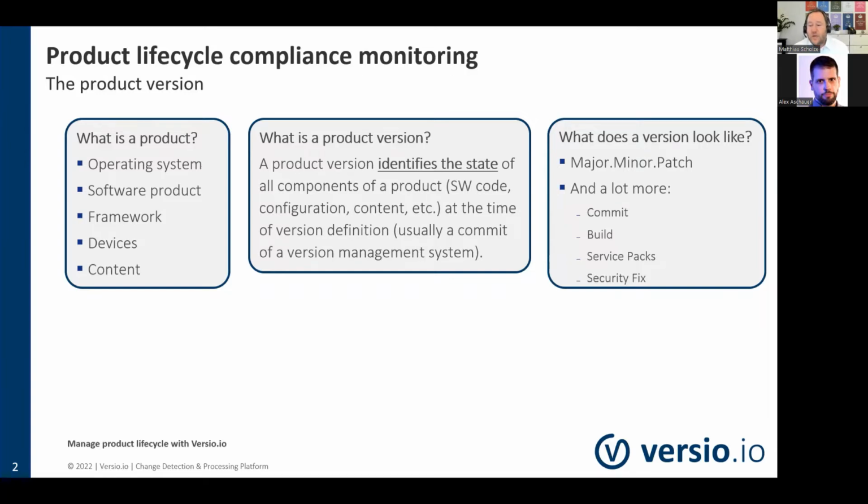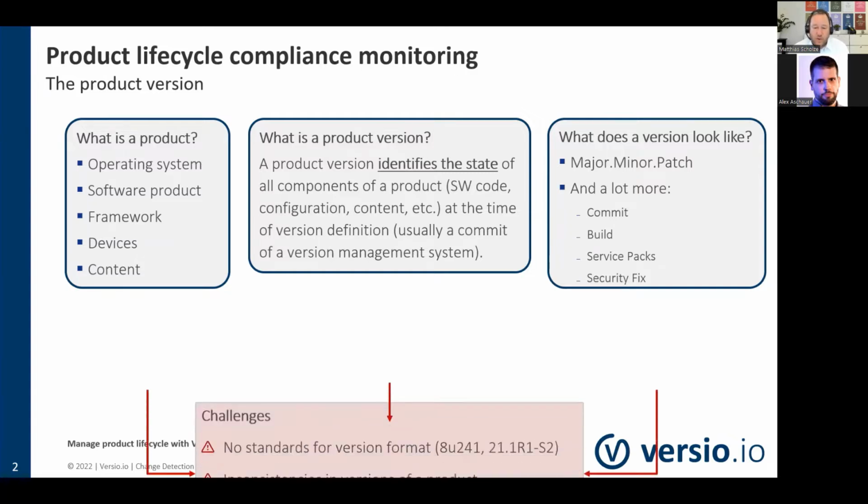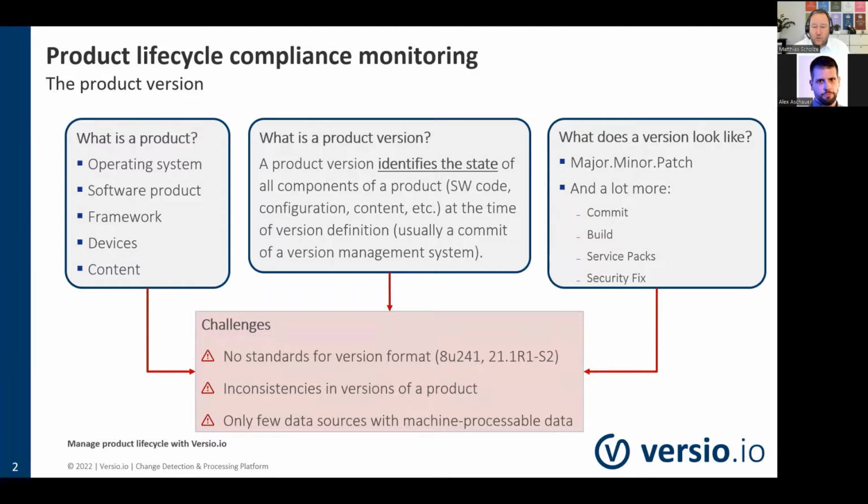So often commit, build, service packs, etc. are also integrated as version components. And this makes the whole thing a challenge in practice. There are no uniform standards for the format and the version components. And note that the version number is the glue between all the things that we do in product lifecycle management.